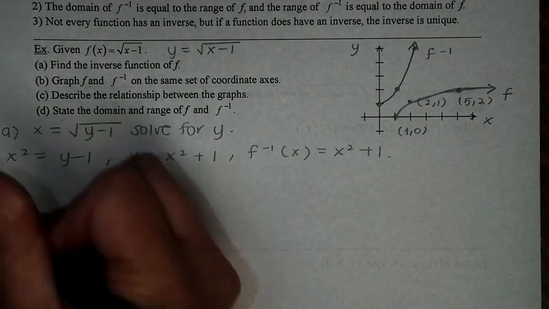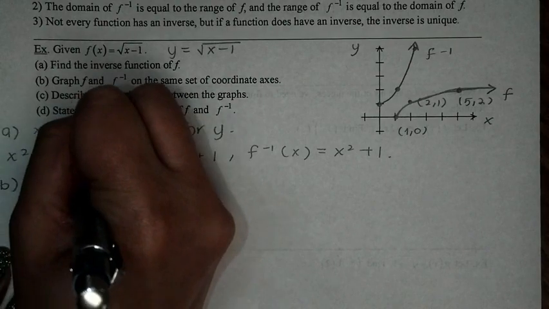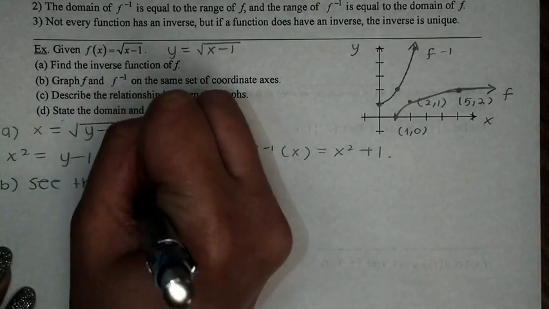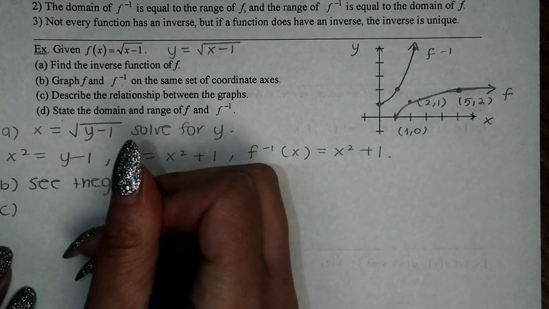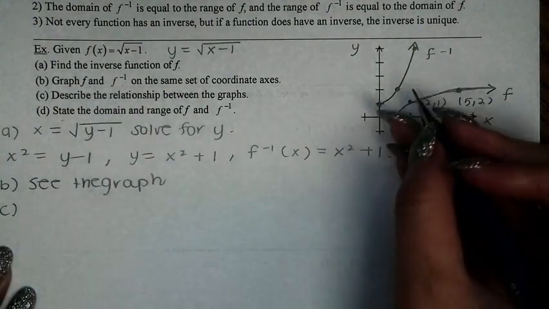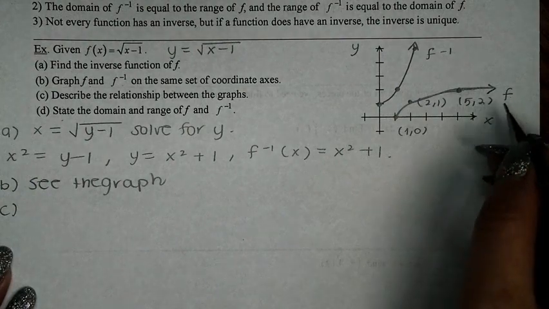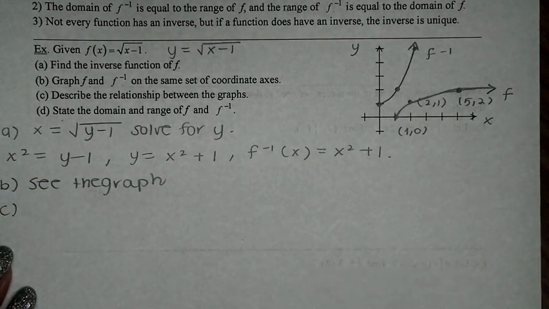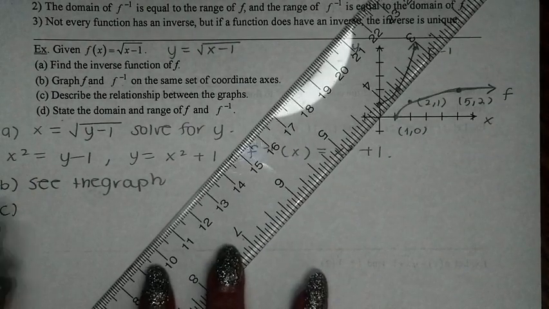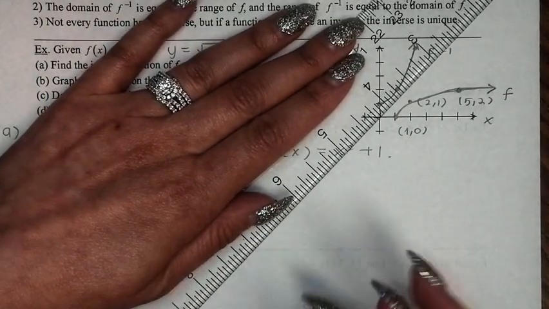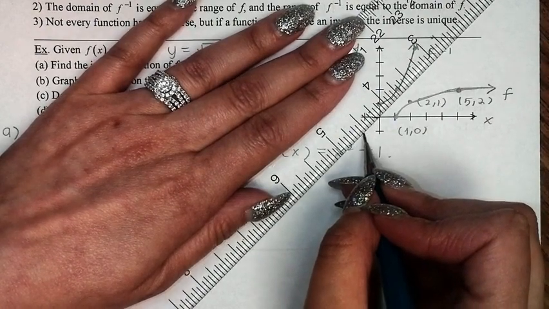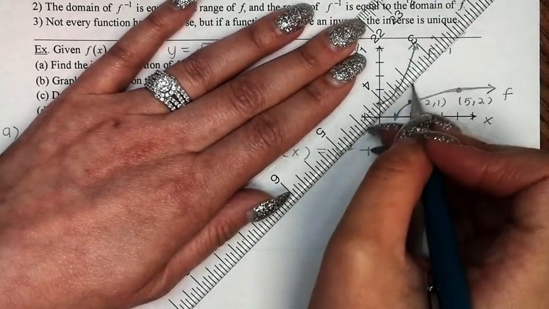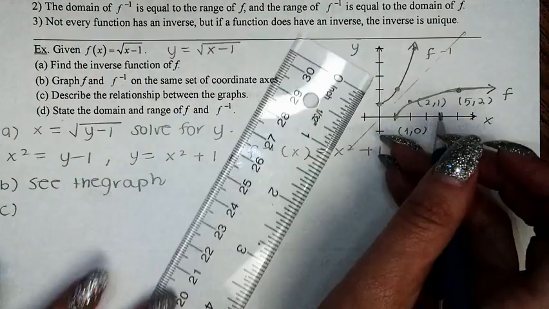So for B, you can see the graph. For C, they tell you to describe the relationship between the graph of f inverse and f. If you remember this from Algebra 2 as well, no worries, I'm going to refresh your memory here. Remember that we were doing pretty much the 45-degree angle line here, with respect to the axis.